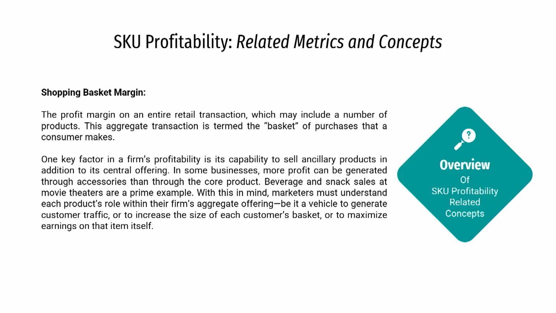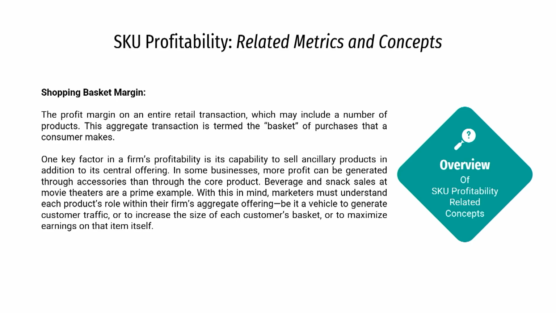So, whenever we are calculating the margin or profitability, we do not just look at the profitability of the main product. Rather, we try to take a holistic view of the profit that can be derived from the accessories associated with the product. One key factor in the firm's profitability is the capability to sell ancillary products in addition to its central offering. In some businesses, more profit can be generated through the accessories than through the core product.